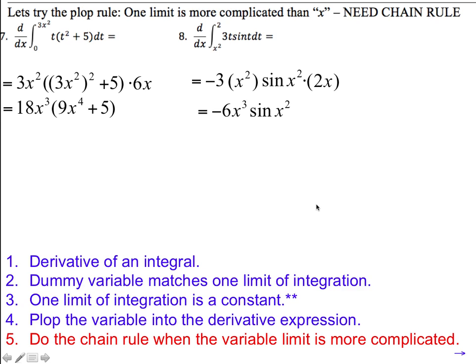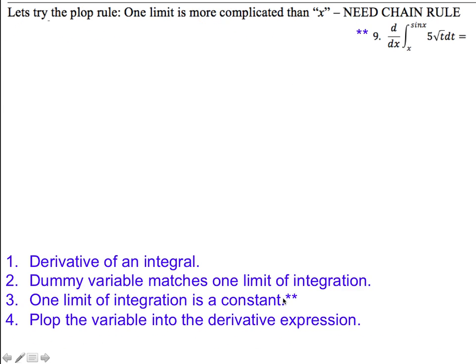So the last one, example 9, is kind of the granddaddy of them all. This is where the asterisk comes into play here. If we go through this checklist again, I'm being asked to do the derivative of an integral. And I am looking at my dummy variables, and they're matching the limit of integration. But now I don't have one limit being a constant.